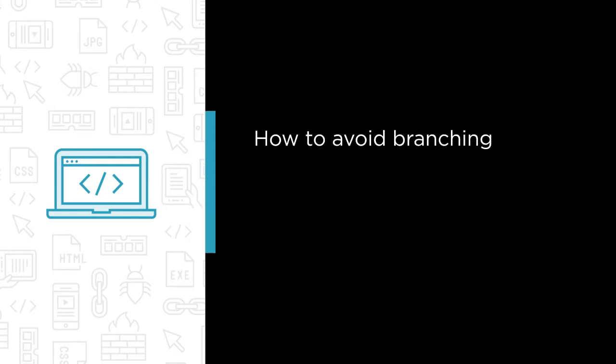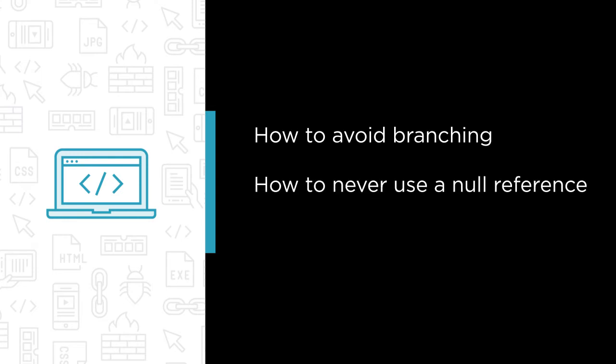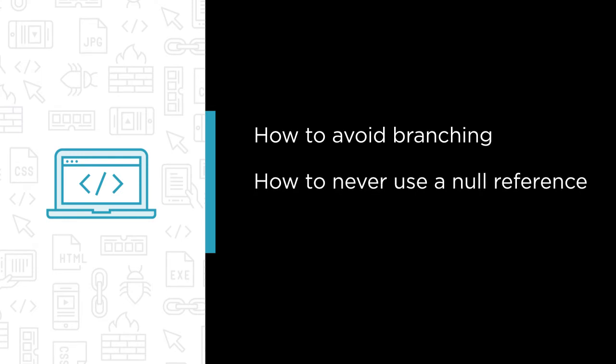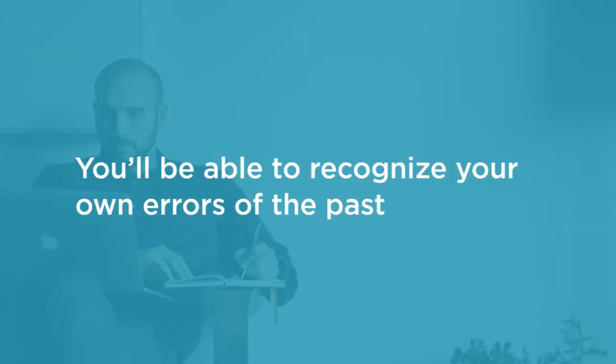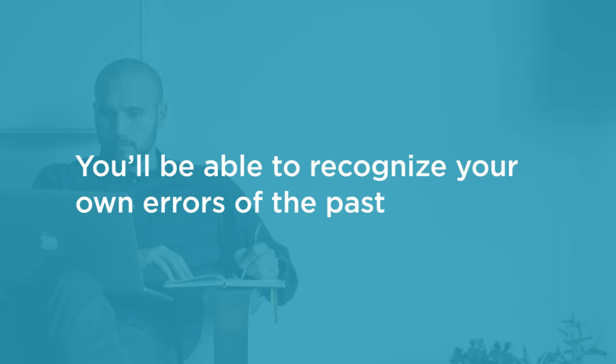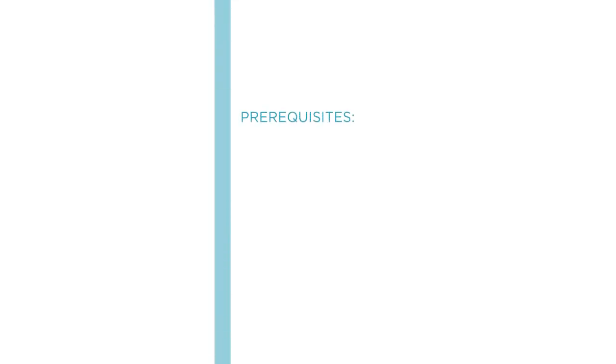You will see how to avoid branching, especially around booleans and nulls. You will learn how to never use a null reference, and how to encapsulate object state and expose behavior. By the end of this course you will be able to recognize your own errors of the past and develop a better coding style. Before beginning the course, you should be familiar with such concepts as polymorphism, inheritance, and similar.